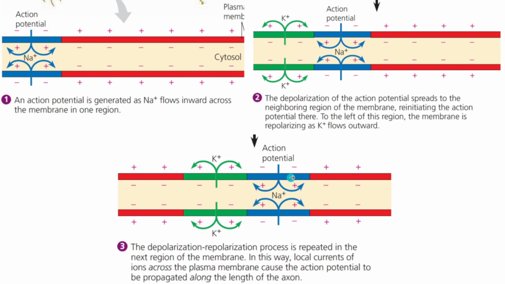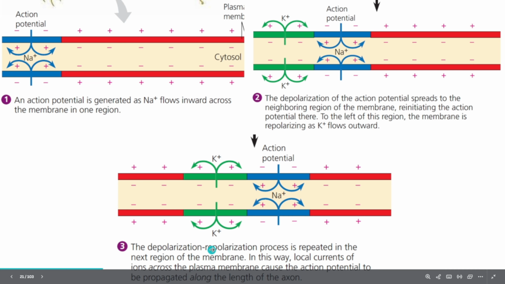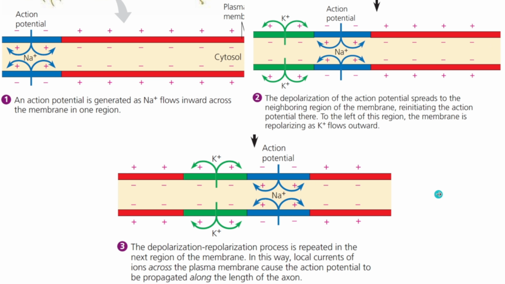So this process is repeated again and again. That is why the depolarization and repolarization process is repeated in the next region of the membrane, and the current across the plasma membrane causes the action potential to be propagated along the length of the axon. So this is how the electrical signal passes through.